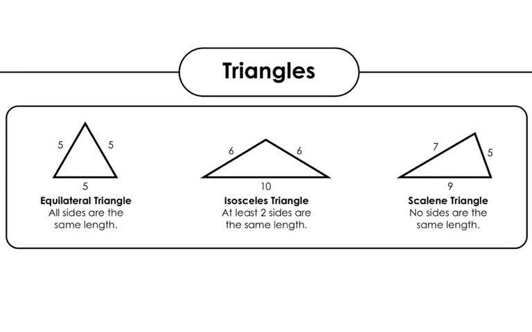And finally, we have what's called a scalene triangle. In a scalene triangle, there are no sides that have the same length. Here you'll see there's a length of 5, 7, and 9. So a scalene triangle has no sides that are the same length.